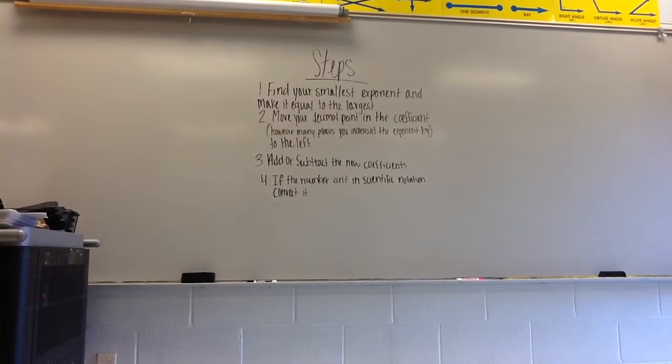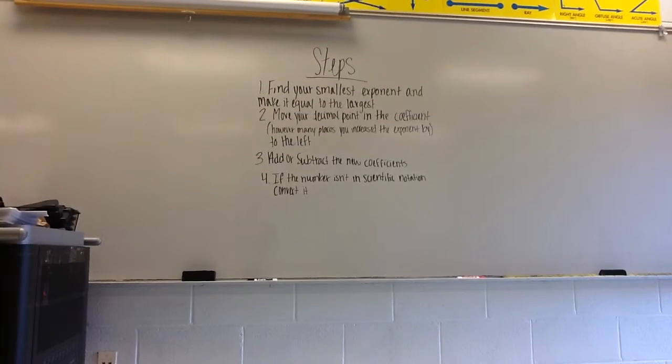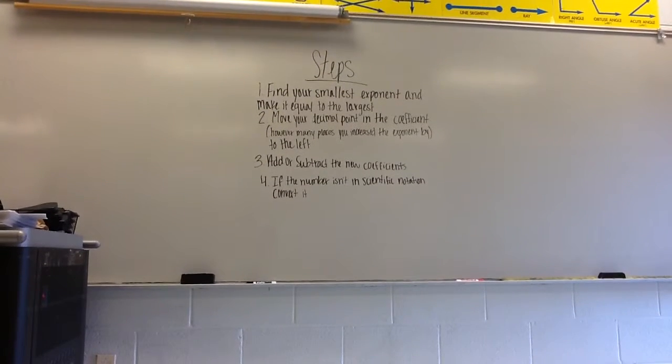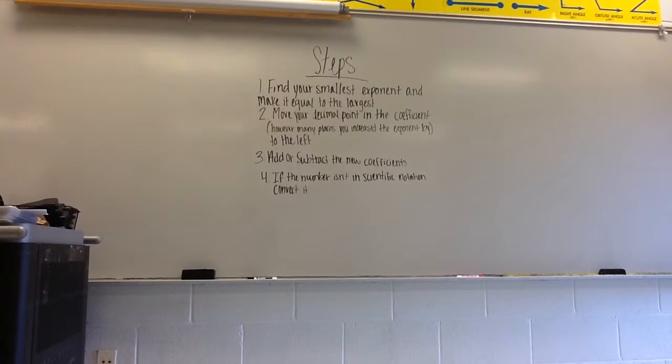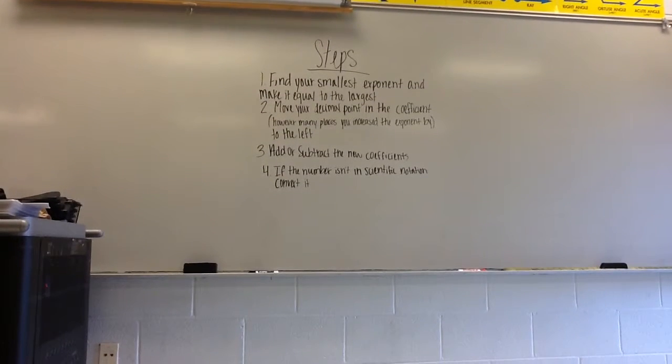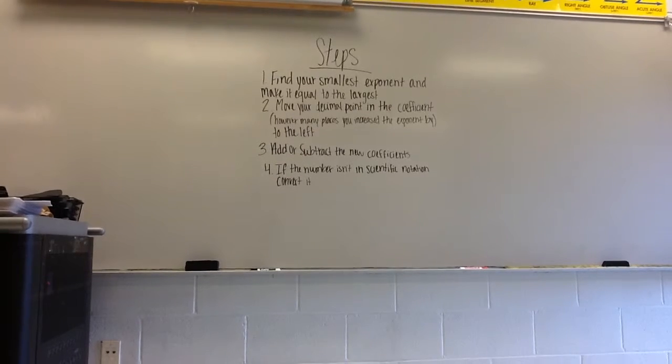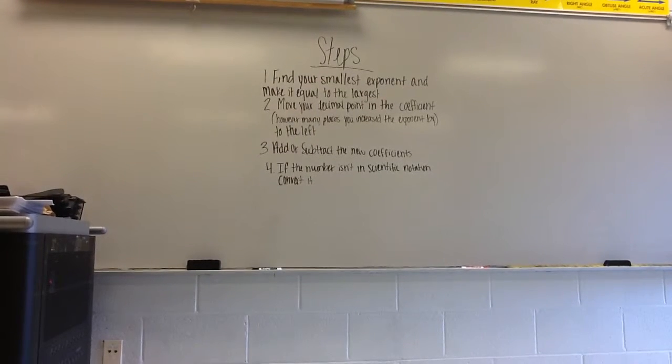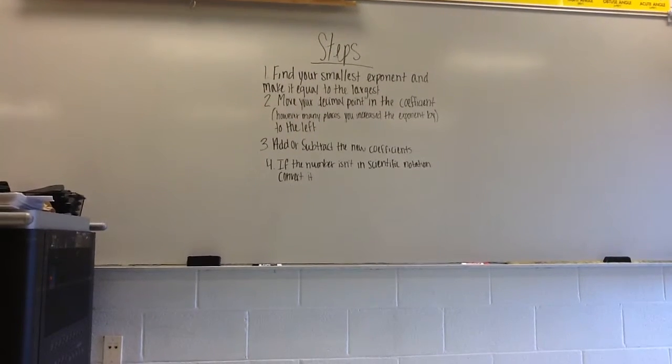You have 4 steps for this lesson. Step 1. Find your smallest exponent and make it equal to the largest. Step 2. Move your decimal point in the coefficient to the left. Step 3. Add or subtract the new coefficients. Step 4. If the number isn't in scientific notation, convert it.